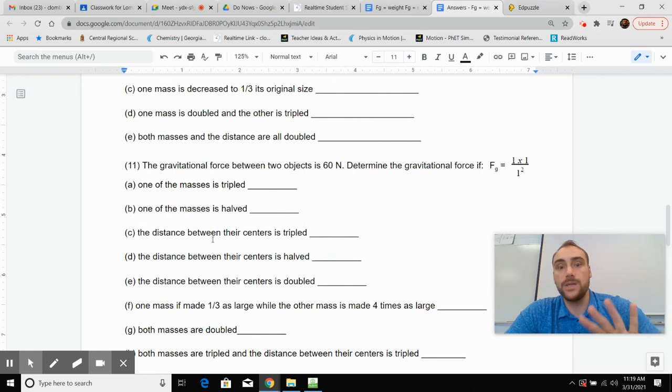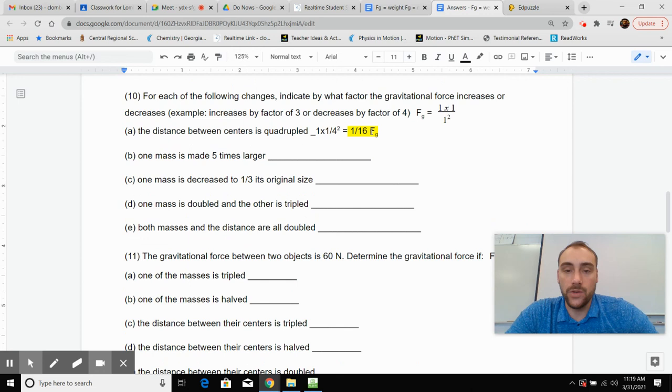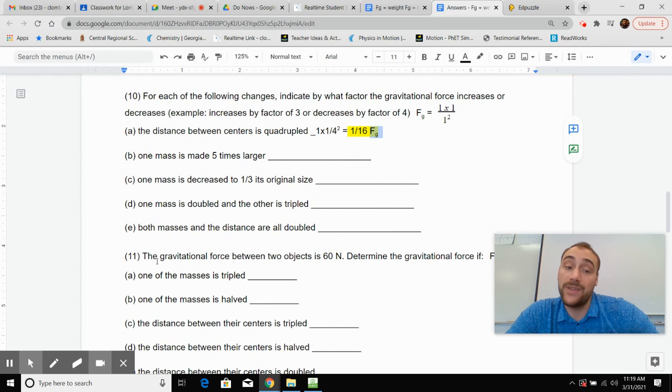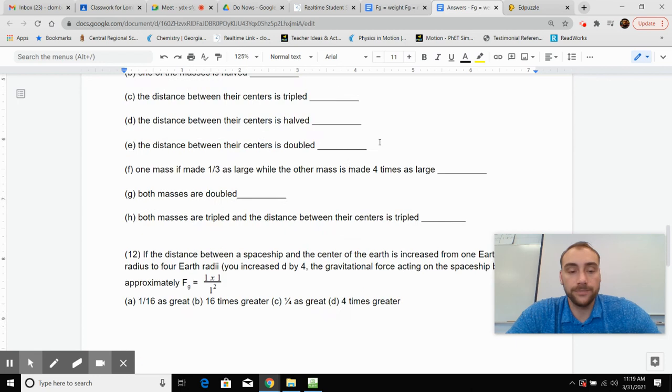11, same. You're doing the exact same thing, except you do have an original weight. In this case, it's 60. So for number 11, or in number 10, if they told us that the original gravitational force between these objects was 60 newtons and it's 1/16 of that, you would then do 1/16 times 60, or 60 divided by 16, and then you're going to write out your final answer. So for 11, I want you to do this whole piece here, get your answer, and then multiply by 60, and then your final answer.